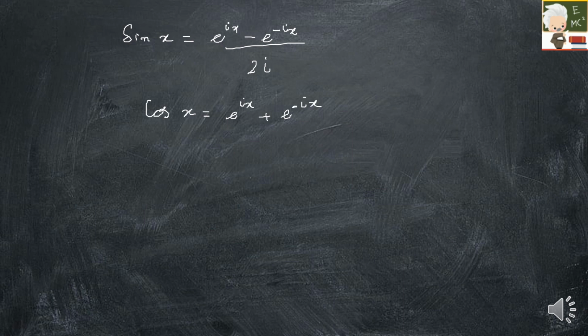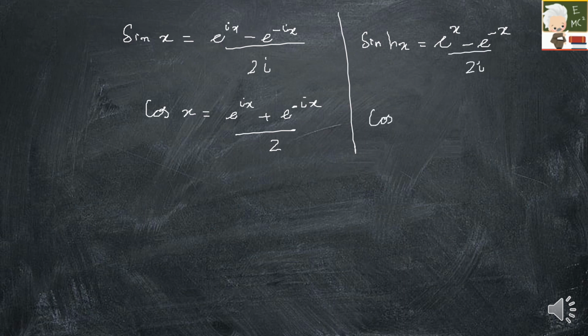And a small quick recap. In my first video for the basic formulas, I discussed this. What is sin x? I can write it as e raised to ix minus e raised to minus ix by 2i. Next is cos x, which is written as e raised to ix plus e raised to minus ix by 2. Next is sine hyperbolic x, which is e raised to x minus e raised to minus x by 2. And then cos hyperbolic x, which is nothing but e raised to x plus e raised to minus x by 2.